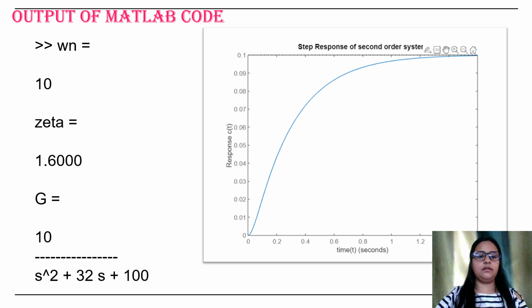Now this is the output of our MATLAB code. Omega n, the natural frequency, is 10, and we get the transfer function like this: 10 divided by s square plus 32s plus 10. And this is the step response of the second order system under that system.